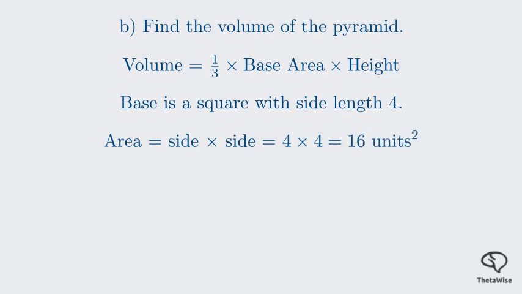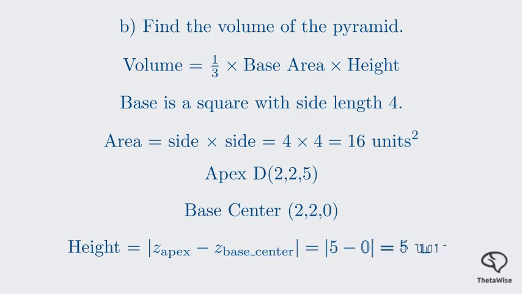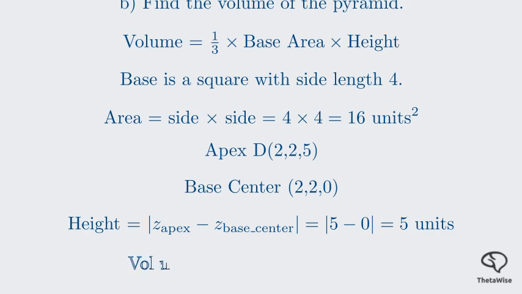The area of the base is simply side length times side length, which is 4 times 4, or 16 square units. Next, the height. The height of the pyramid is the perpendicular distance from the apex to the plane of the base. We found the center of the base to be (2, 2, 0), and the apex D is at (2, 2, 5). The height is the difference in their z coordinates. This is 5 minus 0, so the height is 5 units. Now we can calculate the volume. Plugging in our values, the volume is 1/3 times 16 times 5, which equals 80 over 3 cubic units. For the IB exam, it's often best to leave answers as exact fractions unless specified otherwise.